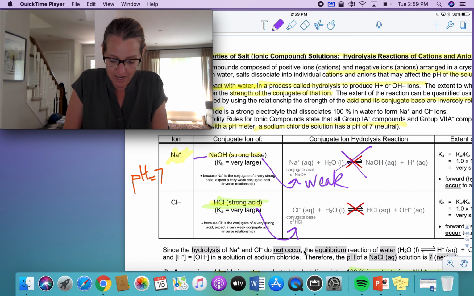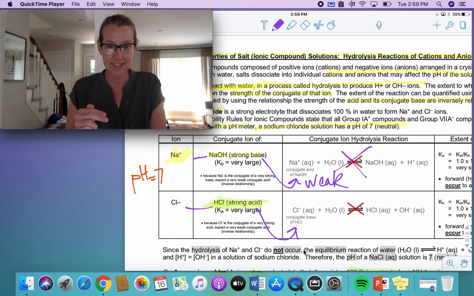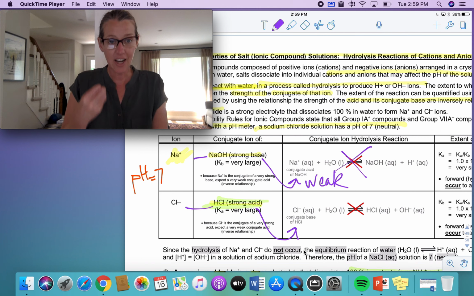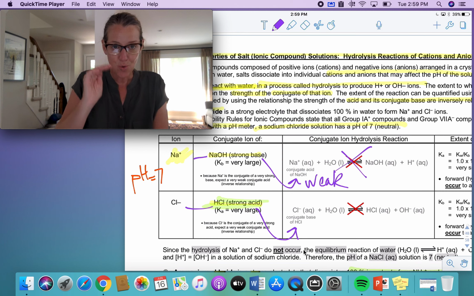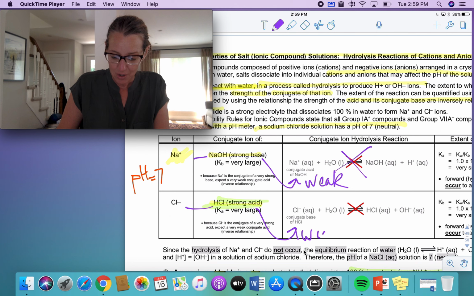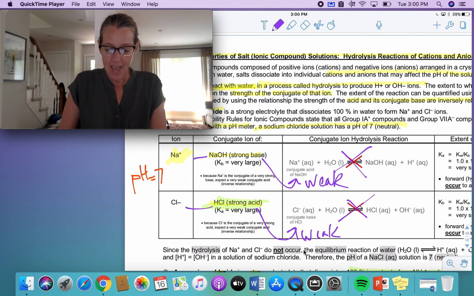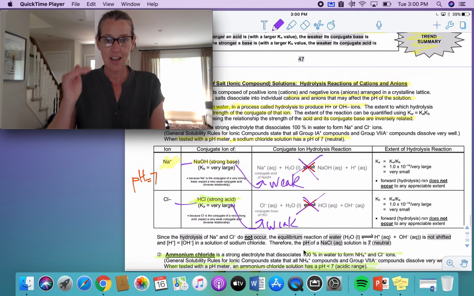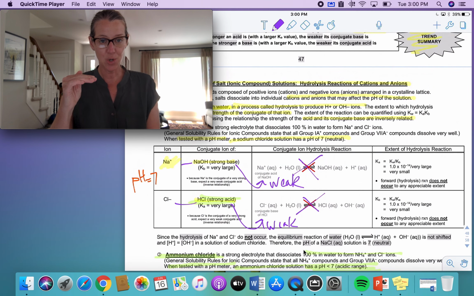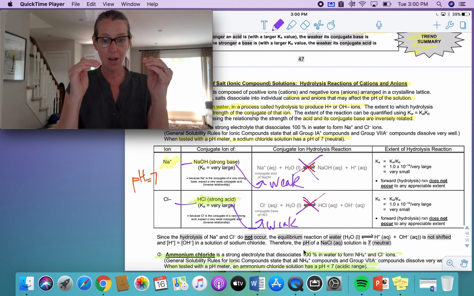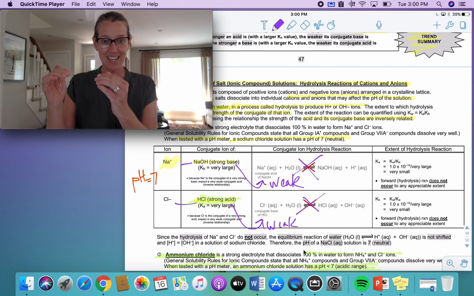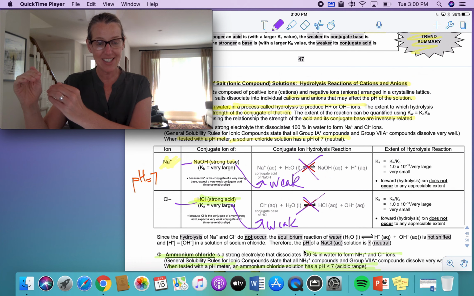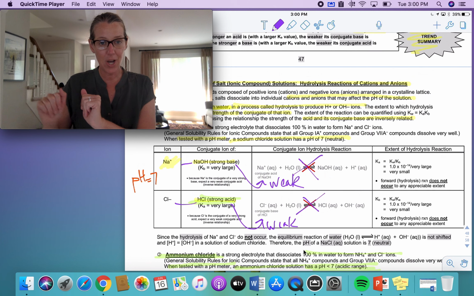Let's look at the chloride ion. Came from a strong acid. So it's the conjugate ion from the hydrochloric acid. Strong acid produces what kind of conjugate? Weak. So weak that it cannot break apart water. And so when you get a neutralization reaction where you have a strong base and a strong acid reacting, they produce weak conjugates of the salt. They cannot pull water apart.